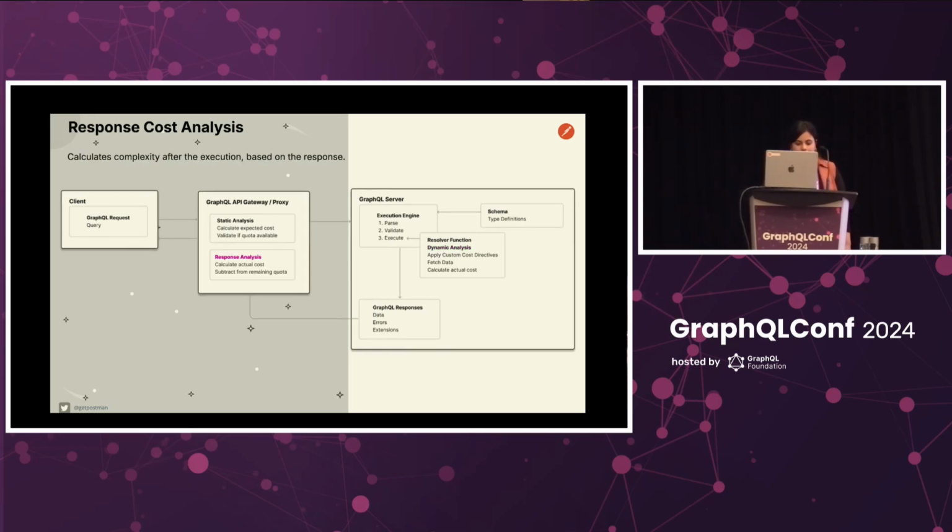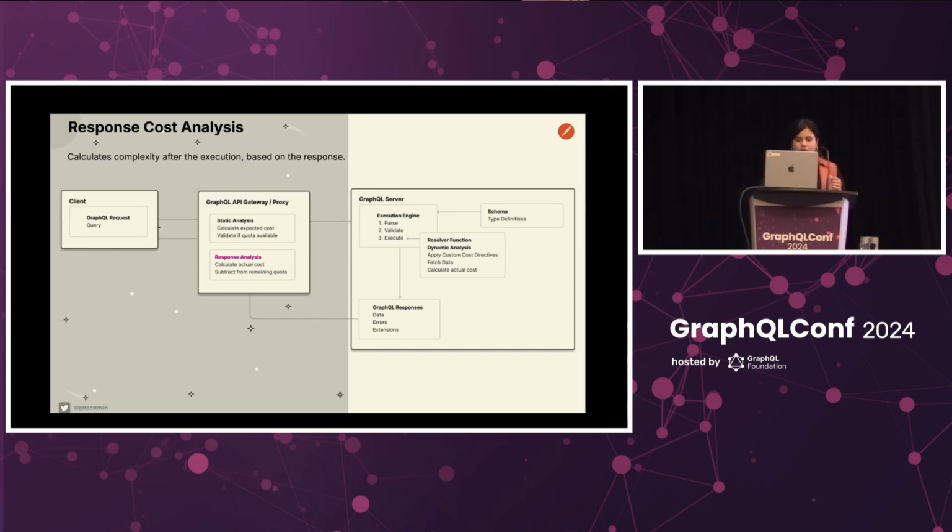And then there's the response cost analysis. Once the response has been executed, resources cannot be saved, but analyzing these responses allows you to account for different costs in the future. This approach provides more accurate cost estimation, but your team doesn't really have direct control over the GraphQL servers.